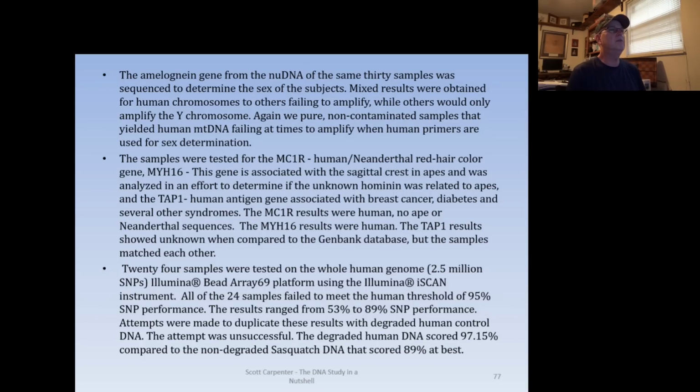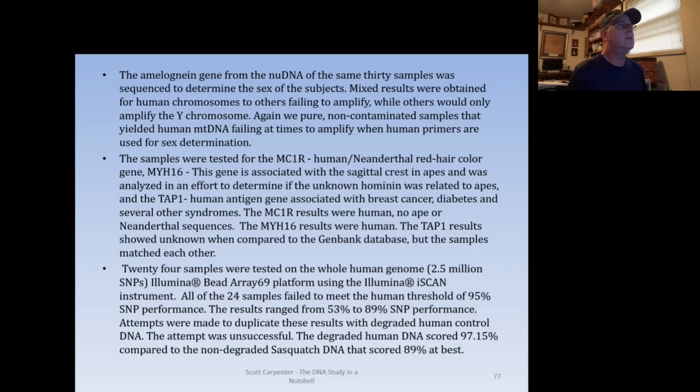The amelogenin gene from the nuclear DNA of the 30 samples was sequenced to determine the sex of the subject. Mixed results were obtained from human chromosomes, with some failing to amplify, while others would only amplify the Y chromosome. Again, pure, non-contaminated samples that yielded human mitochondrial DNA failed to amplify when human primers were used for sex determination.